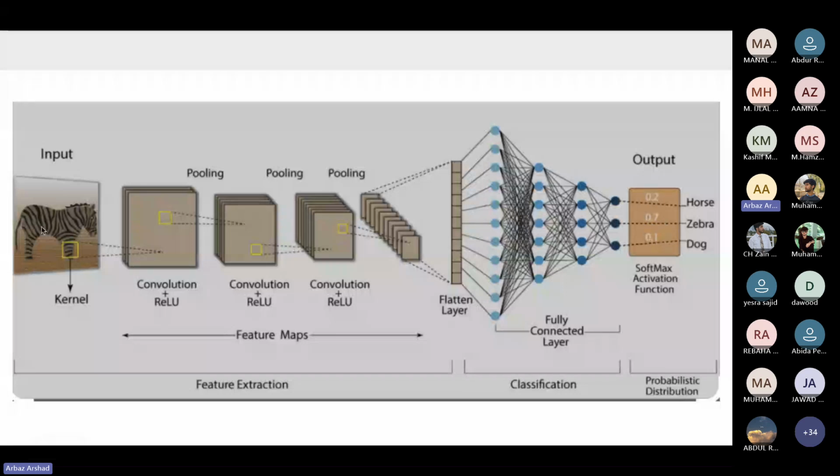If it predicted 0.8 for a horse, 0.1 for this and 0.1 for this, that means this deep learning algorithm is not working. So what will it do? It will refine, go back, and do it again. This is a process that goes again and again until it gives you a better output.